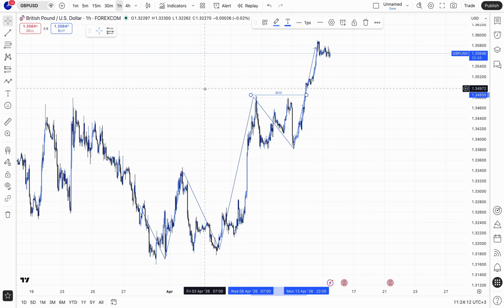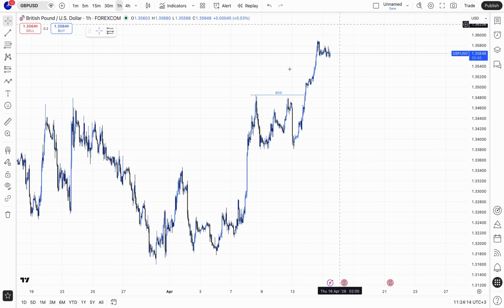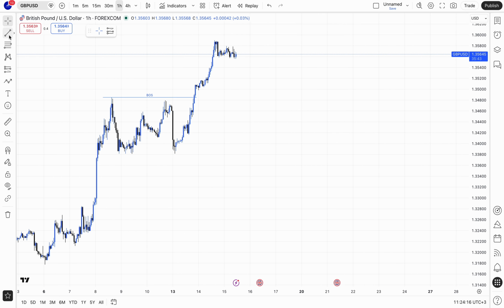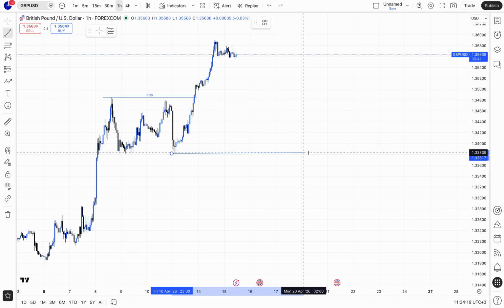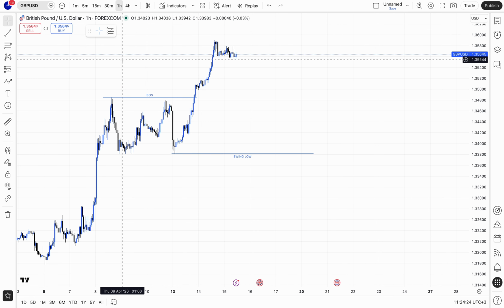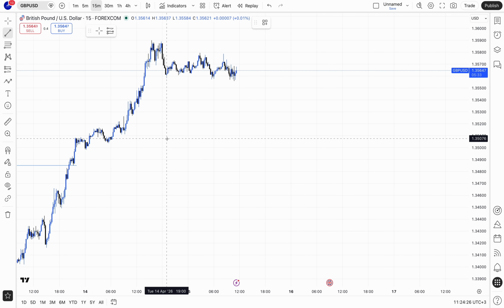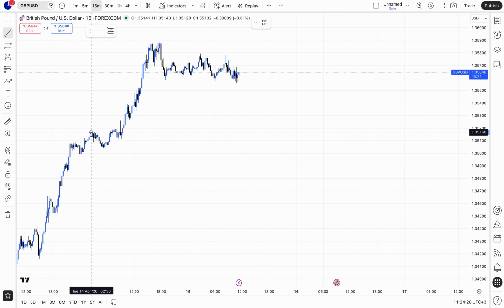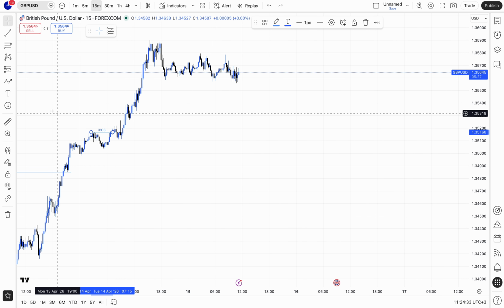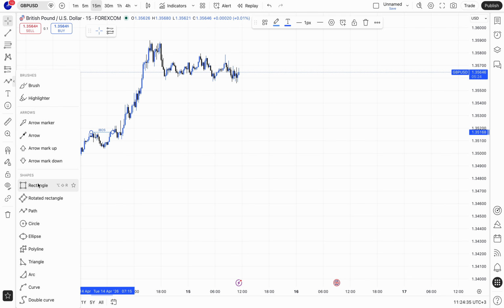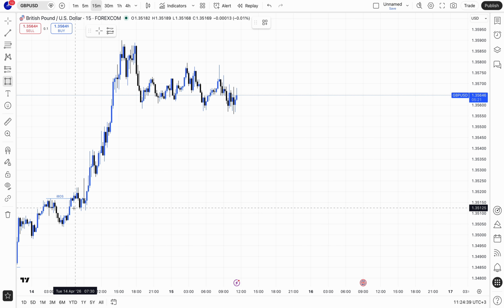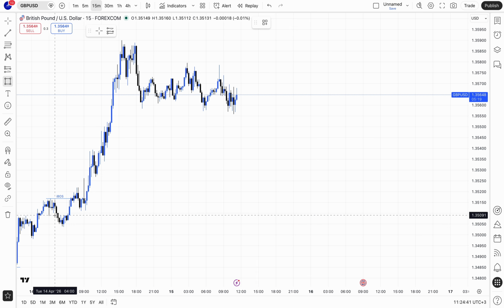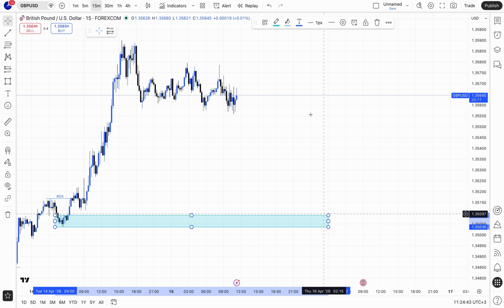Then after having this break of structure to the upside, you can clearly see that we had our swing low, which is here. You can call it the protected low, but it's a swing low. Then we move to 15 minutes for our internal market structure. We had our break of structure to the upside, and then we had our order block. Our order block is just here, a clean order block.